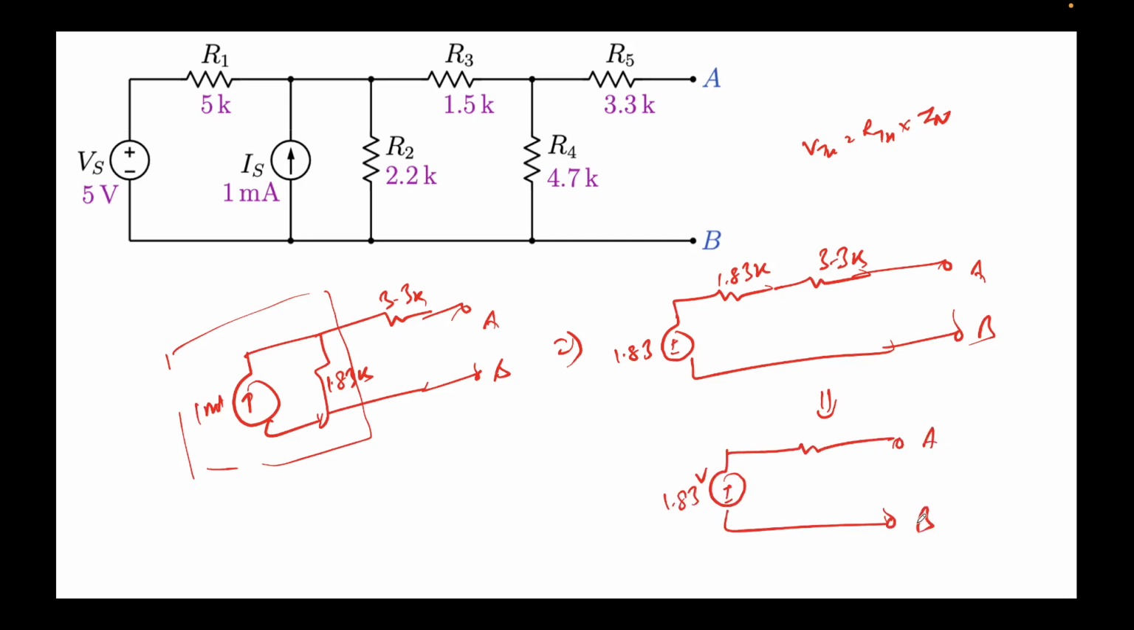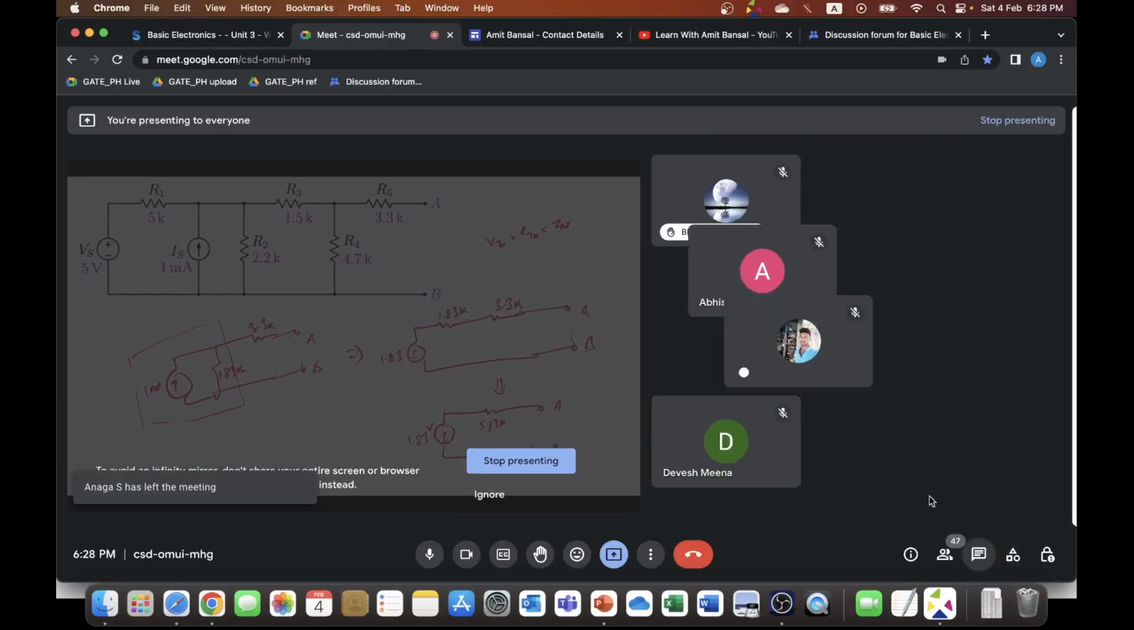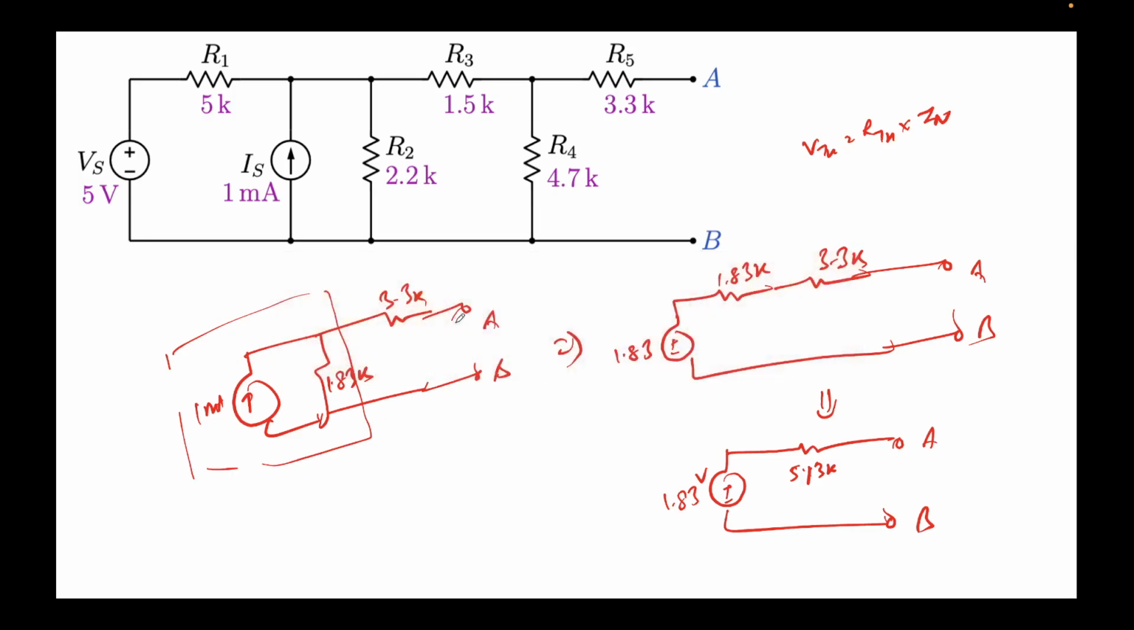So 3.3 plus 1.83 would be 5.13, 5.13K. So that solves the problem. Now we have arrived at this. This is what we are required.